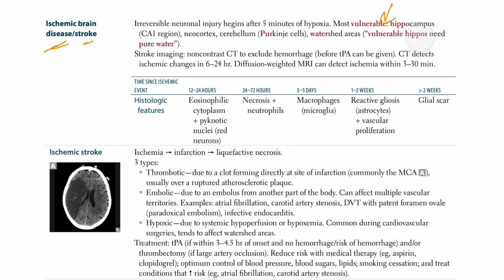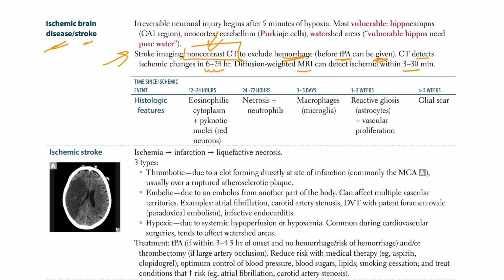Okay, now stroke imaging is going to be high yield, non-contrast CT, very high yield. You have to do a non-contrast CT scan, non-contrast, okay, to exclude a hemorrhage before tPA can be given. Well, CT would detect ischemic changes in 6 to 24 hours, and diffusion weighted MRI can detect changes within 3 to 30 minutes. Okay, so that is going to be a high yield point. Okay, what else you might have?